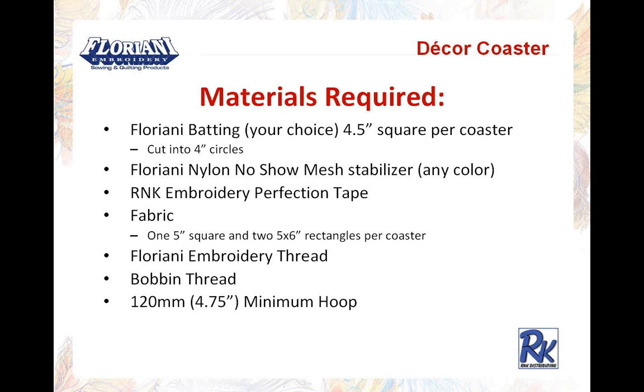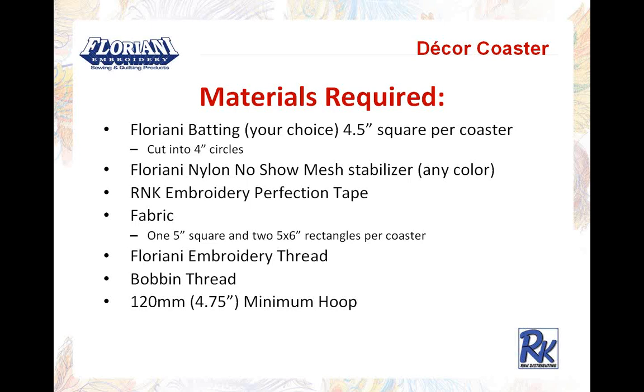You want to also get some Floriani Nylon No-Show Mesh stabilizer. This is going to be the non-fusible, and you can choose any color. So whatever color you have, that will be fine. You're going to need some RNK Embroidery Perfection Tape. You'll need fabric. You'll need a 5-inch square of fabric and two 5-inch by 6-inch rectangles for each coaster, so three pieces for each coaster. You're going to need some Floriani embroidery thread for the top, bobbin thread for the bottom. Really doesn't matter what color bobbin thread you use.